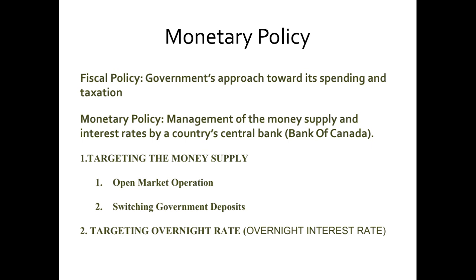So there are two methods, basically, or two monetary tools. One is targeting the money supply. So the central bank can target the money supply, control the money supply, and impact the real GDP. Or the central bank can also directly target the overnight rate as well. There are other methods to control money supply as well: open market operation and switching government deposits.